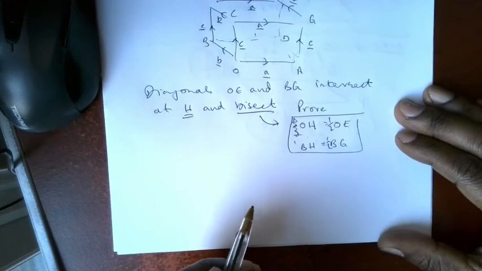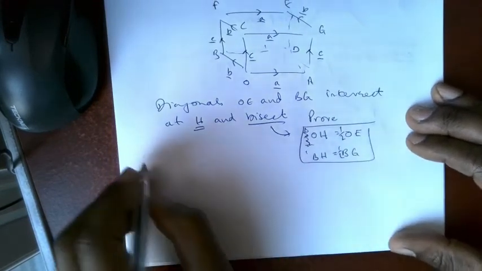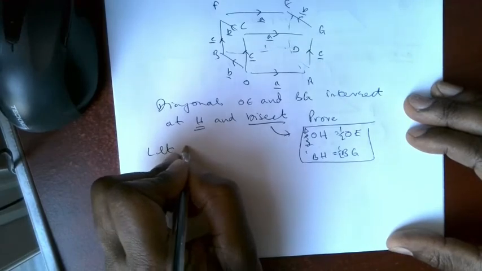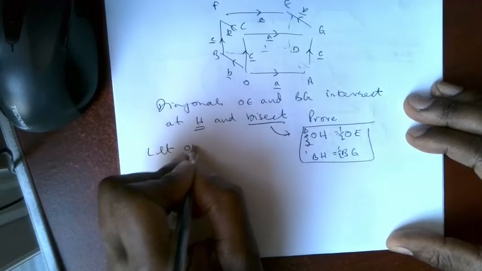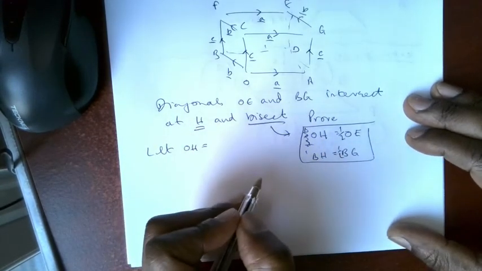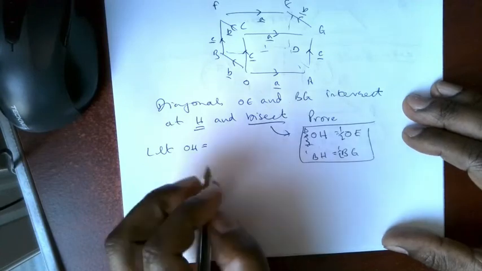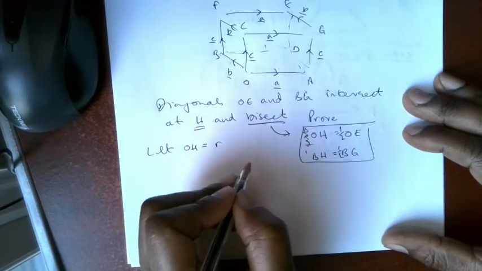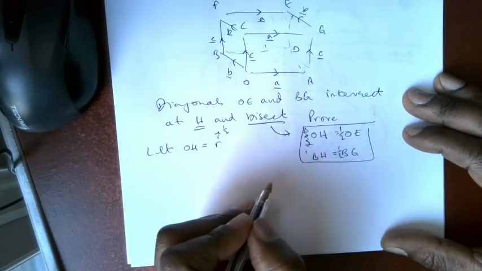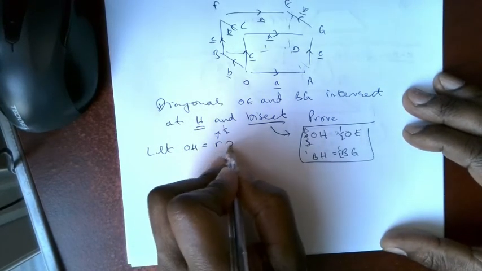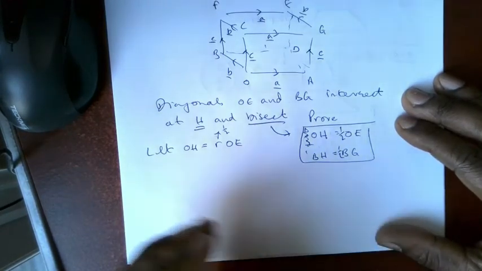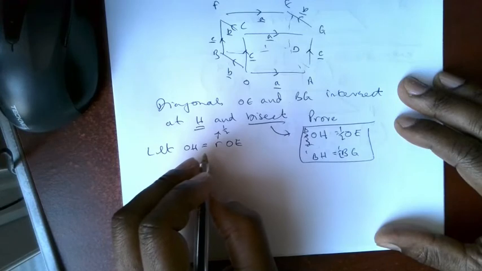So the way we're going to do that, we're going to say, right, okay, let OH equal some fraction. We're not going to put a half, we want to prove it's a half. So in the book they call it R, yeah, and basically we want to show that R is a half, and that it's half of OE, yeah, okay.